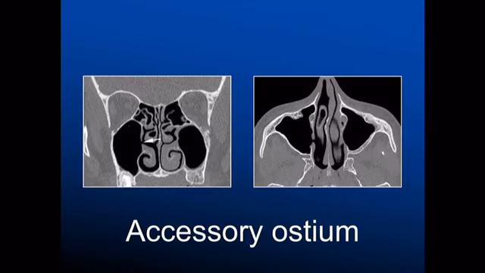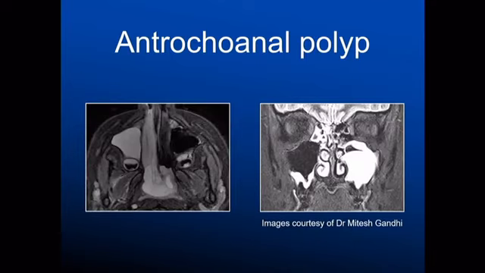And then we can have all sorts of anatomical variants. So this is an accessory ostium in the medial wall of the maxillary sinus, and only exciting when you have a pathology in association with it, like this antrochoanal polyp, which was actually extending through the accessory ostium.